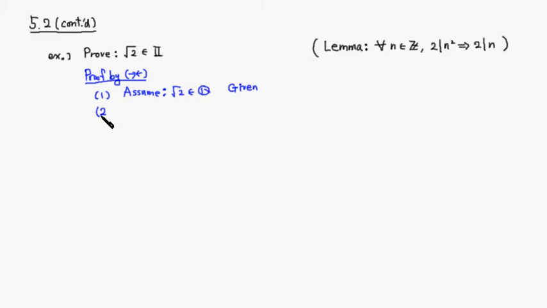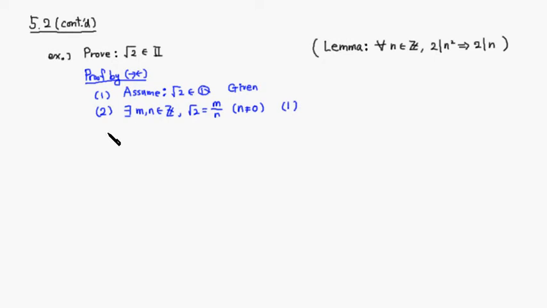So by the definition of rational number, we know that there exist some integers, say m and n, such that the square root of 2 can be written as a fraction m over n. And of course, since n is a denominator, n is a non-zero integer. So this is just coming from the definition of rational number.